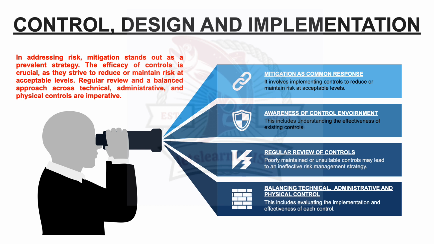Friends, a crucial aspect is verifying the correct balance between technical, administrative, and physical control. This includes evaluating the implementation and effectiveness of each control, right? Let's understand it with the help of an example. Let's say you use a special power up in your game to protect yourself. To make it work, you need to train and remind yourself to use it at the right time. Friends, if you forget to train or use it incorrectly, the power up won't be as helpful as it could be.